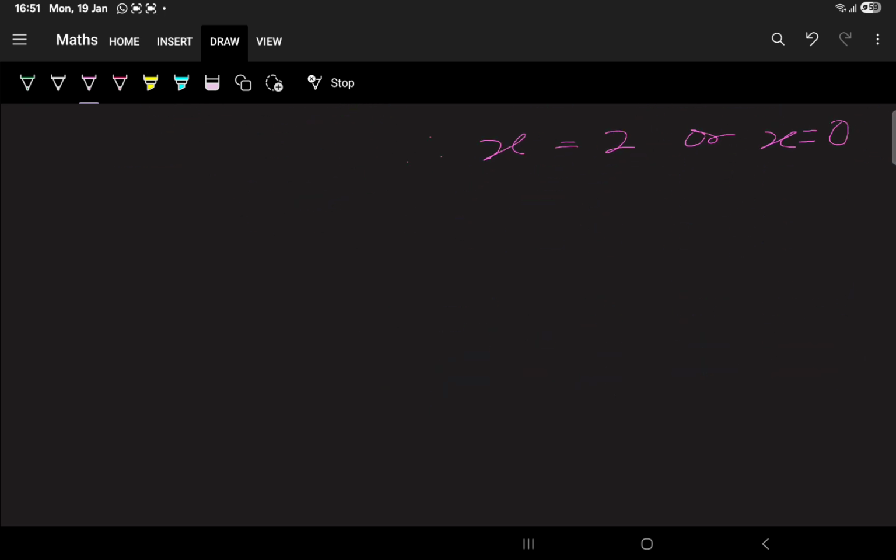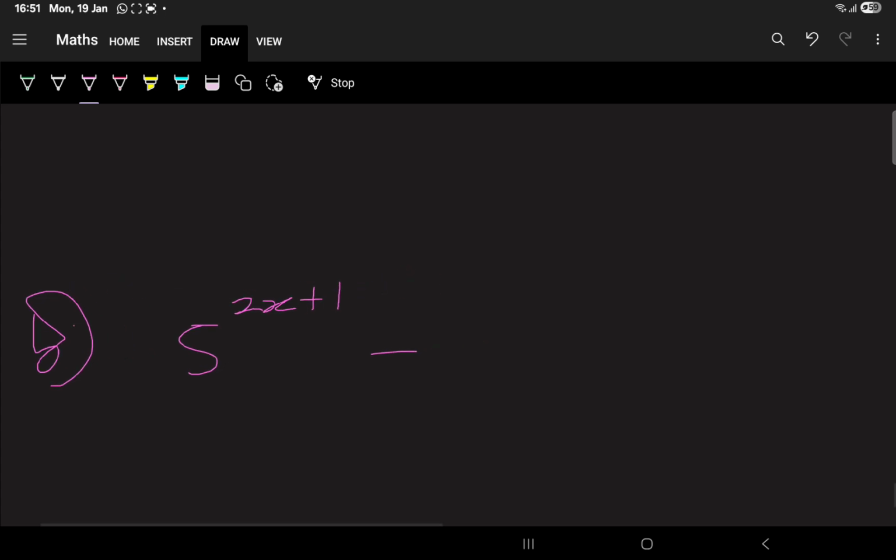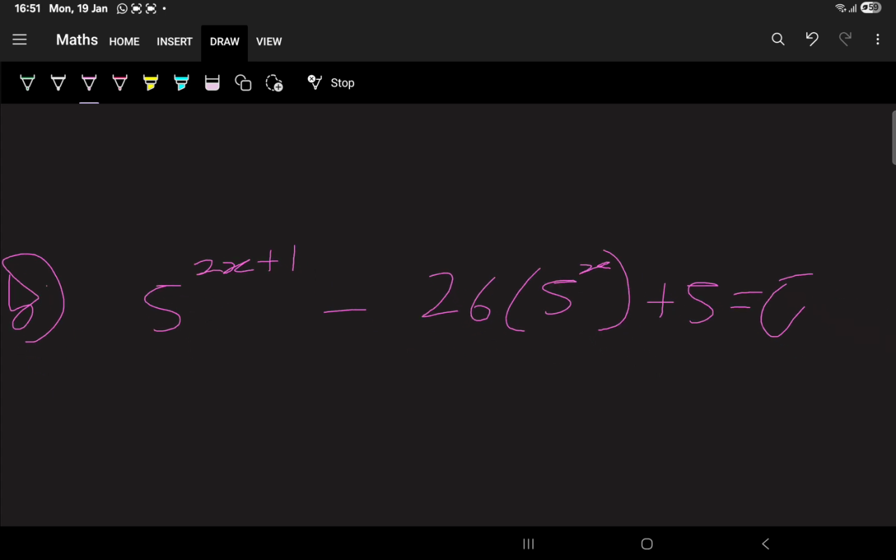Now, let's take one more. This will be the final example for today. Then I'm going to leave one exercise question. So b: 5 to the power of 2x plus 1 minus 26 times 5 to the power of x plus 5 equals 0. Now, again, once you try and transform this in such a way, the equation appears simpler.